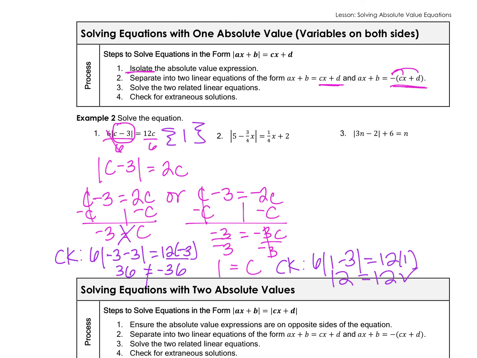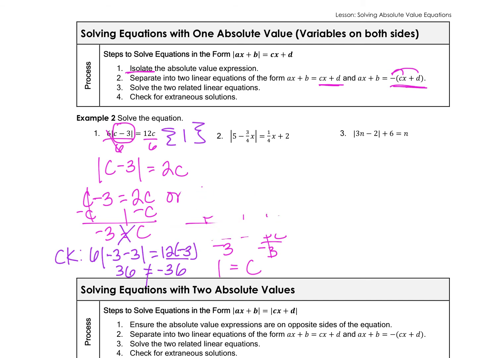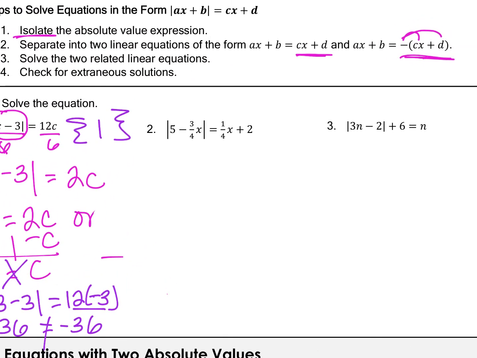Okay, I'm going to need to erase to have more room. All right, number 2. So isolate your absolute value, so circle it if you need to. Notice there is not anything on the left side of the equation that is not circled, so it's already isolated.